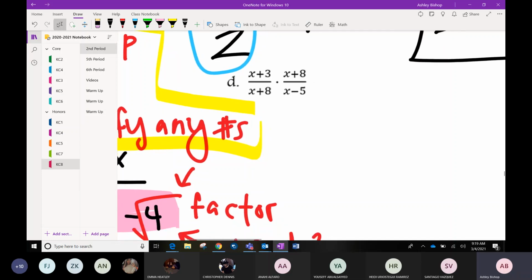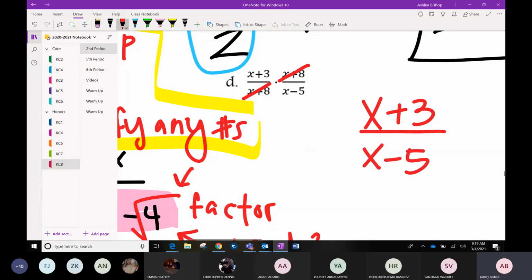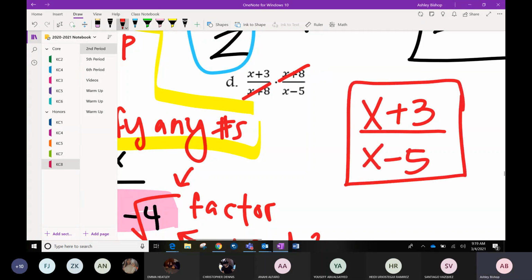Everything is already simplified, so there's nothing to clean up. I can just go ahead and cancel something. Something on top that cancels out with something on bottom, I hope you agree with me, is the x plus 8s. And my answer is just what I'm left with. I am left with an x plus 3 on top and an x minus 5 on bottom, and that is my answer. I didn't have to go through all of that multiplying. Any questions there?